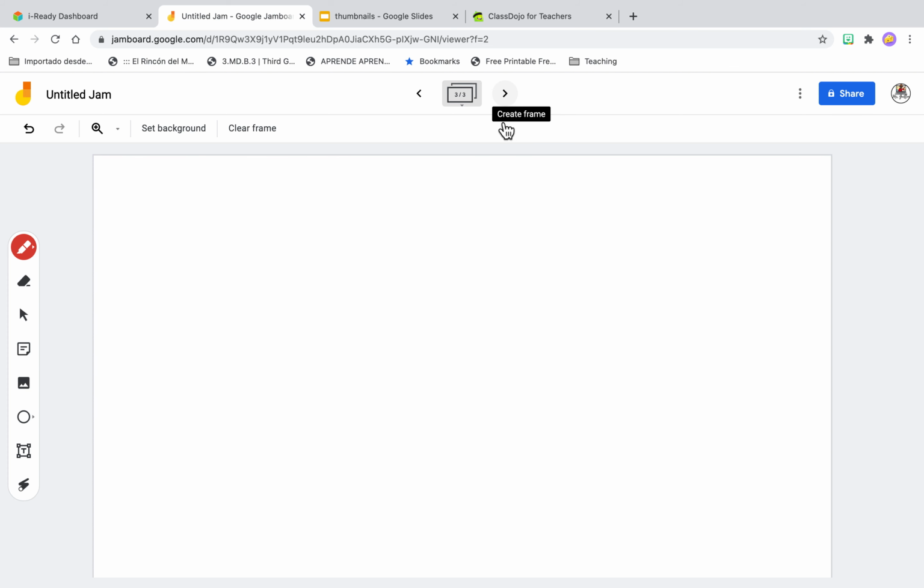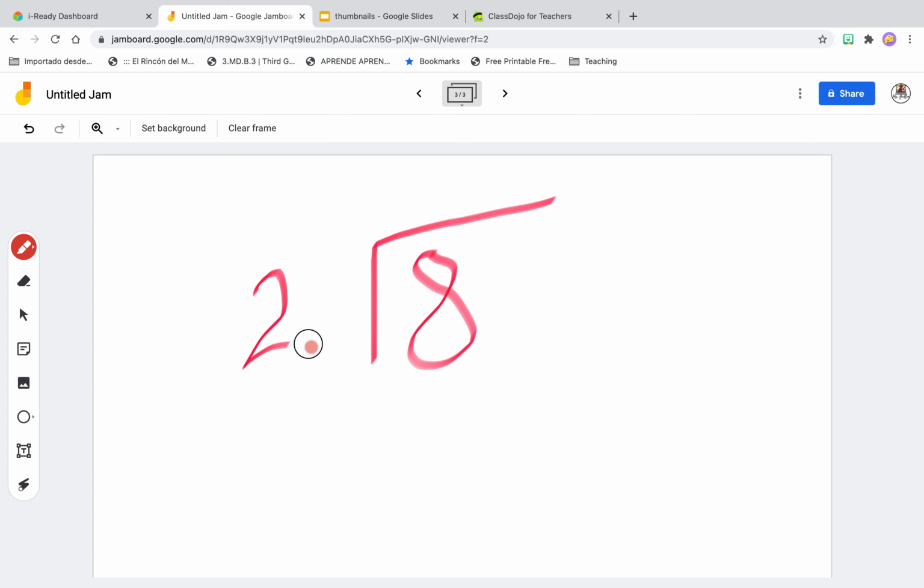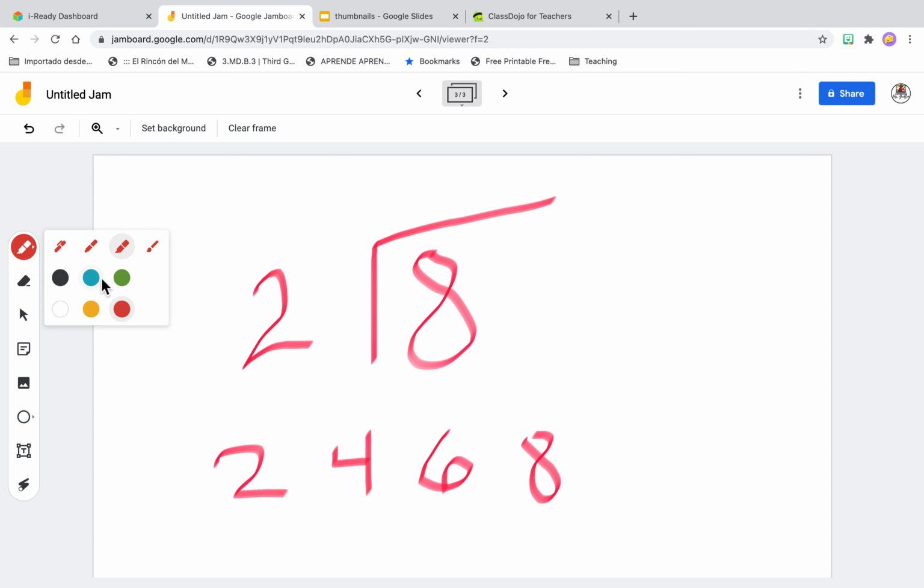Now let's divide a one-digit number by a one-digit number. Let's say here 8 divided by 2. What I'm going to do is skip count by 2 until I get to 8. I have 2, 4, 6, 8. How many times did I skip count by 2 to get to 8? We're going to cross out those numbers and count 1, 2, 3, 4. So I skip counted 4 times. So 8 divided by 2 is equal to 4.